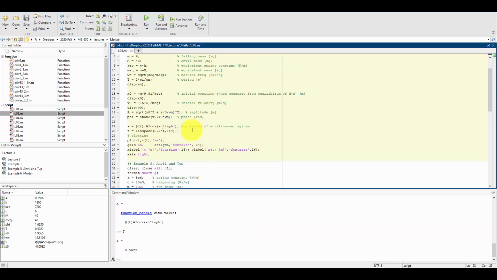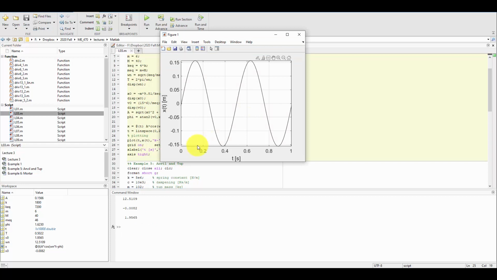I'm going to simulate this over 2 periods, so we're going to see 2 peaks in this solution. And then I'm going to plot it, my time versus my x of t. I'm going to make a lot of points on my time, so that's why I'm using a linspace here. So let me just run this whole section. Okay, so it's running for these 2 periods.